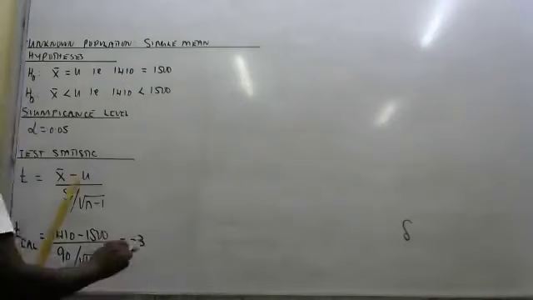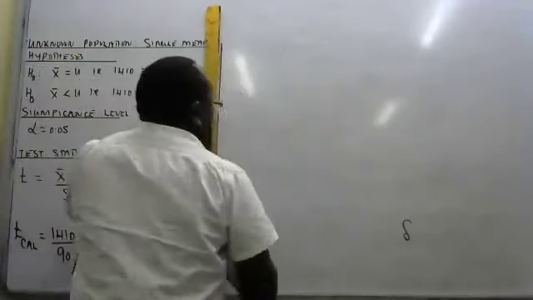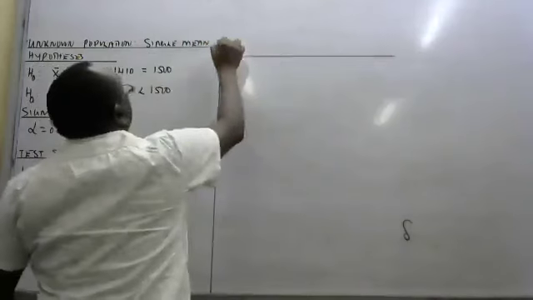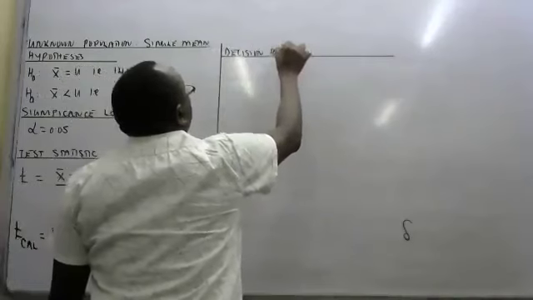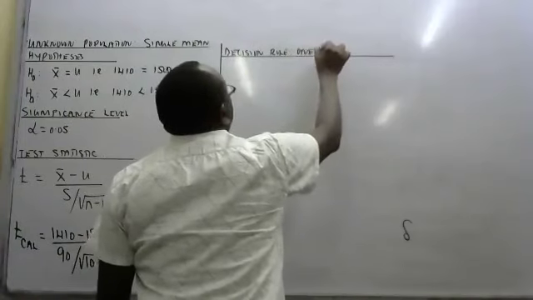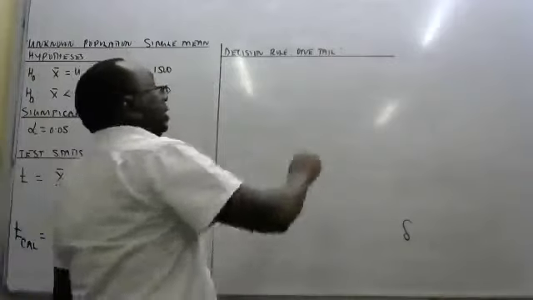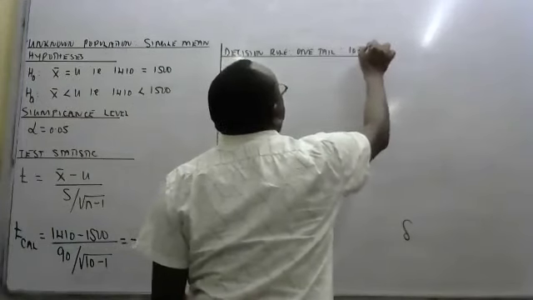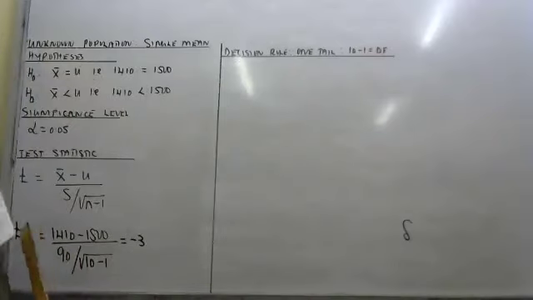Negative 3. So, decision rule. This decision rule is one tail, and if it is one tail, it is going to have 10 minus 1 df, degrees of freedom.